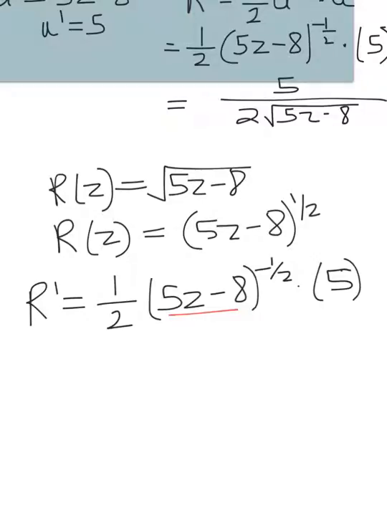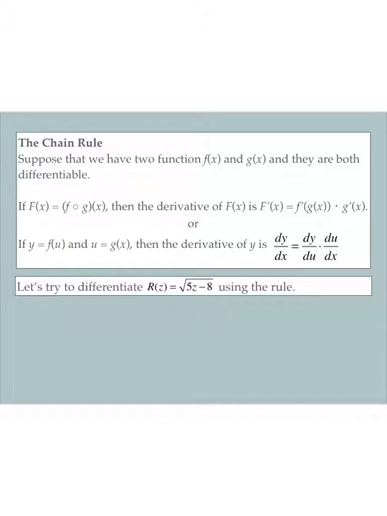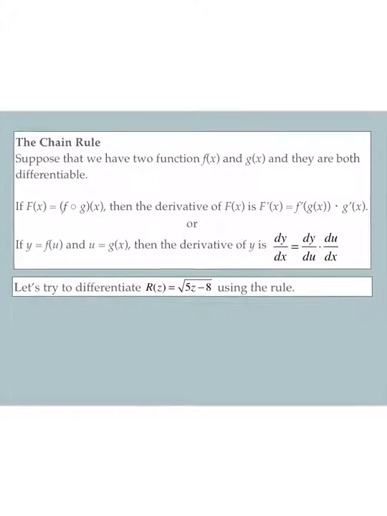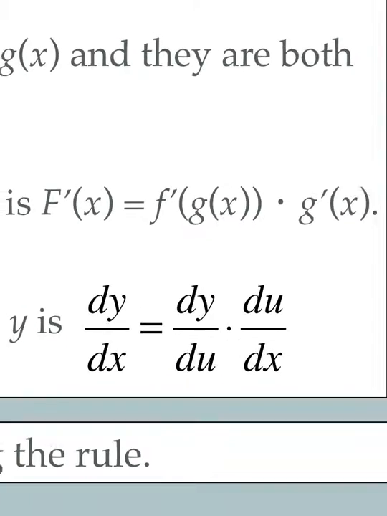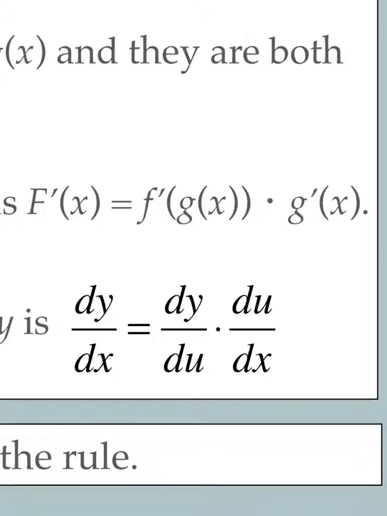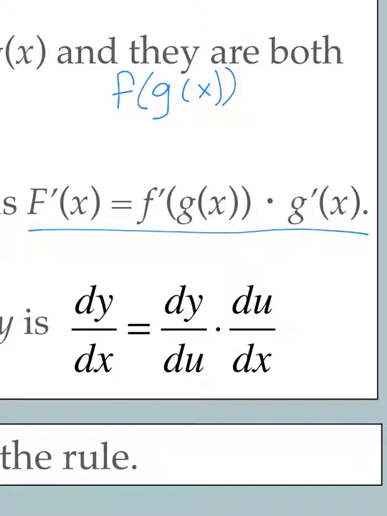Let's look at just some more examples. We'll look at the formal rule, and we'll look at some more examples. So this version of the rule here is the one that you should know. Okay, and I'll try to explain it to you so you understand it. Now, it's the derivative of the outside. So we have a function here, f of g of x, that we're trying to take the derivative of.